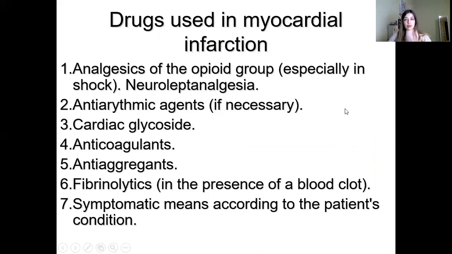The drugs which we use in the myocardial infarction are these drugs in the list. So they are analgesics. We have already studied how they work. They are used for reducing pain because pain is very strong. Antiarrhythmic agents if there is arrhythmia. Cardioglycosides to stimulate the work of heart. Anticoagulants and antioxidants and fibrinolytics in the presence of the blood clot. They reduce the risk of the future complications, yes, of the future coronary risks, and also the sympathetic drugs according to the patient's condition.